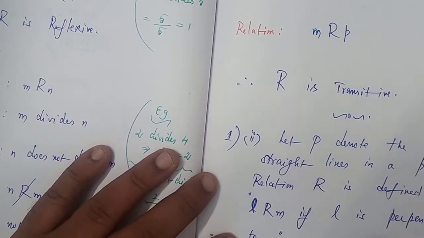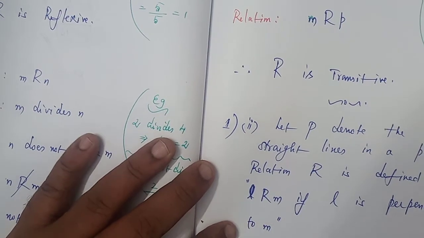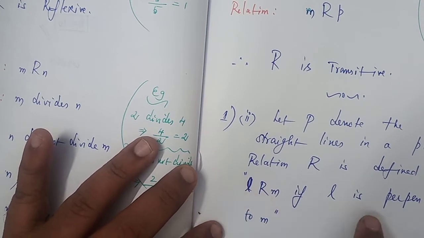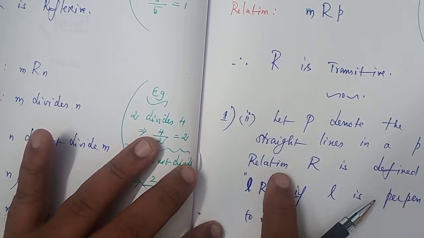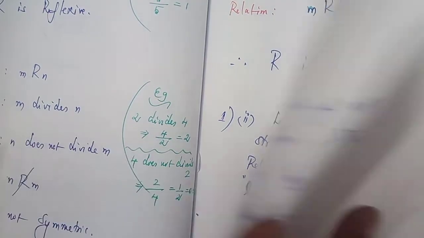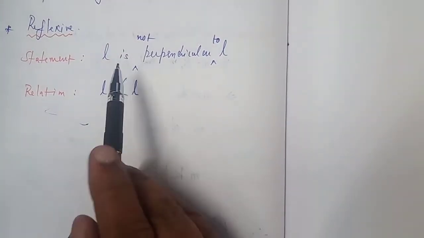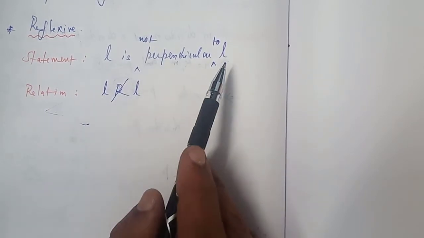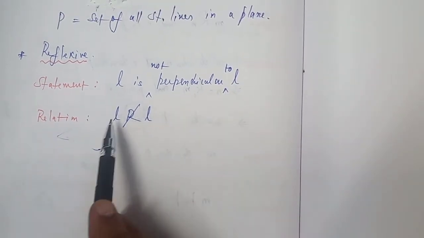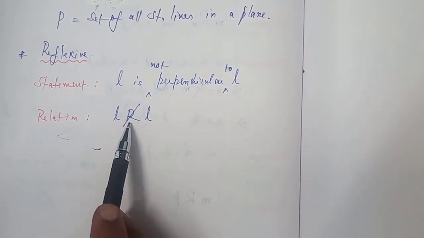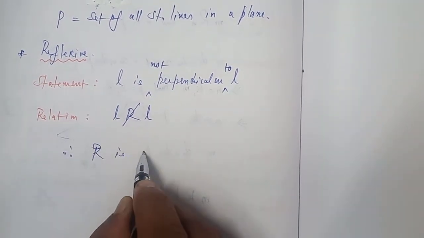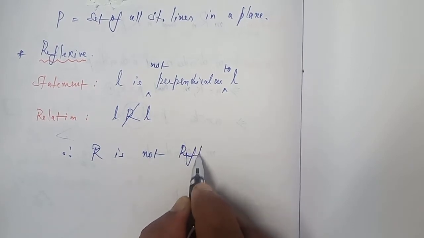Because look at the statement given: L is perpendicular to M. This statement is true only then we put R. If the statement is wrong, that R has to be struck out, remember. So here a line is definitely not perpendicular to the same line. No chance at all. So you have to put L is not related to L. So R is not reflexive.